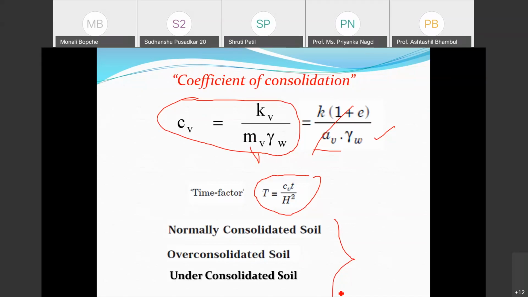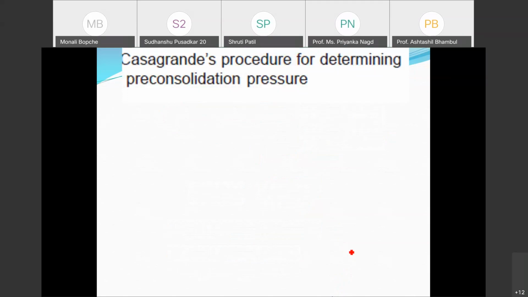Now if I know this pre-consolidation pressure, and if I keep the same pressure on the soil, then it is a normally consolidated soil deposit. If I keep more stress, that will be an under consolidated soil deposit. And if I keep lower stress, that will be an over consolidated soil deposit. This pre-consolidation pressure can be determined by using the Casagrande procedure. Very simple.